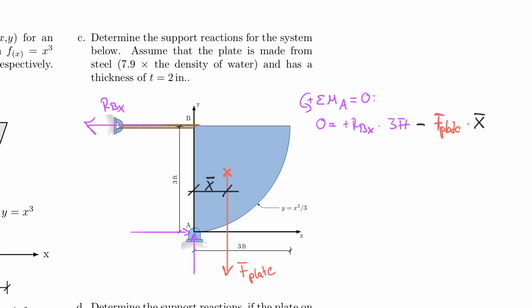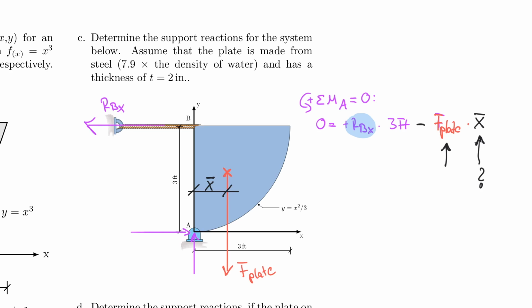And now you can solve technically for RBY, right? So you could solve for this value. And what you need to know, or the one thing that you at this point in the class do not know yet, is actually what is the weight of the plate, although you probably could calculate that yourself if you know the area. But what's brand new here is how do you get this value? So this is really the focus of today's lecture. How do I get x bar?